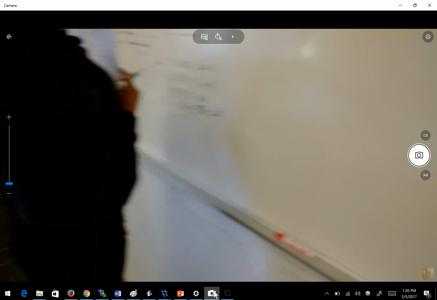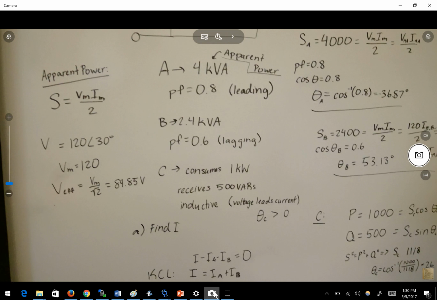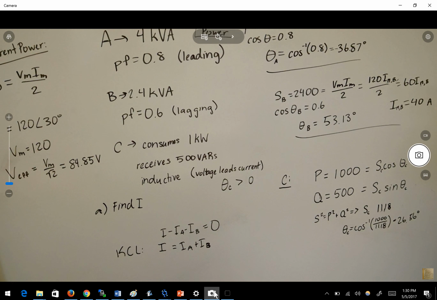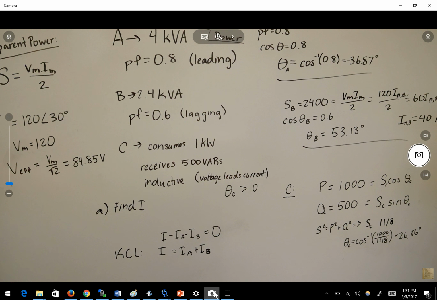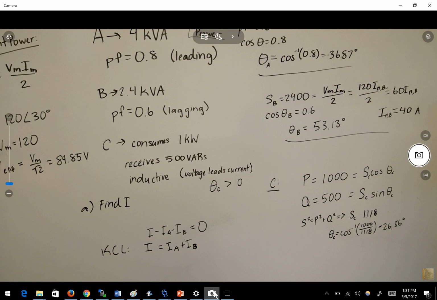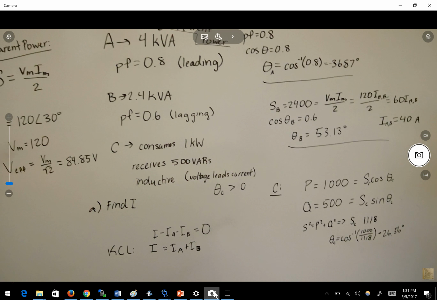How's it going over here? I don't know. I think we should have just left it. So minus 15. So you found theta C as 26.56 degrees? Okay.